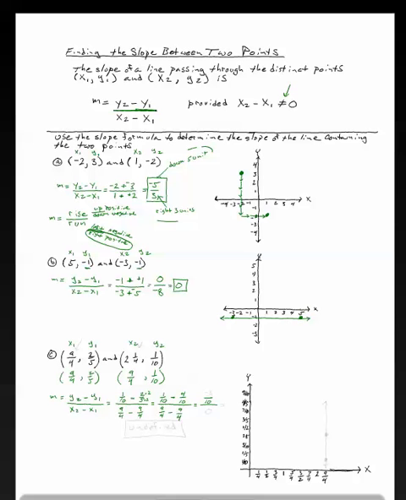1 minus 4 is actually going to be -3. And then 9/4 minus 9/4 is 0, and anything divided by 0 is undefined. So our slope is undefined. Remember, the only lines that have undefined slope are vertical lines.